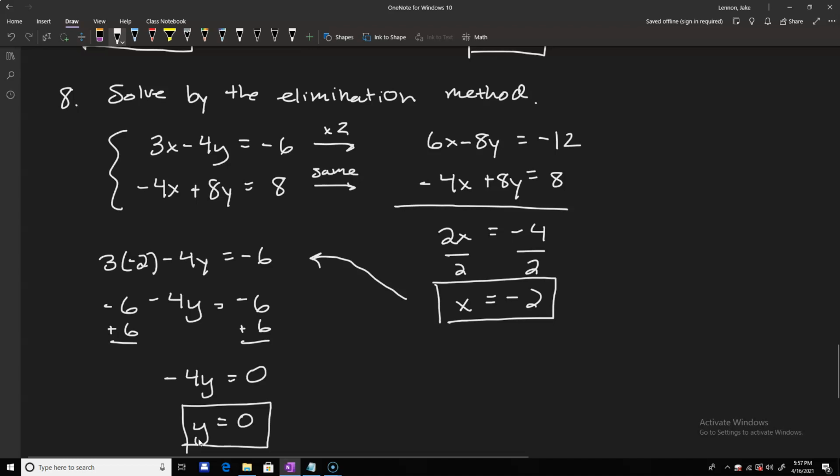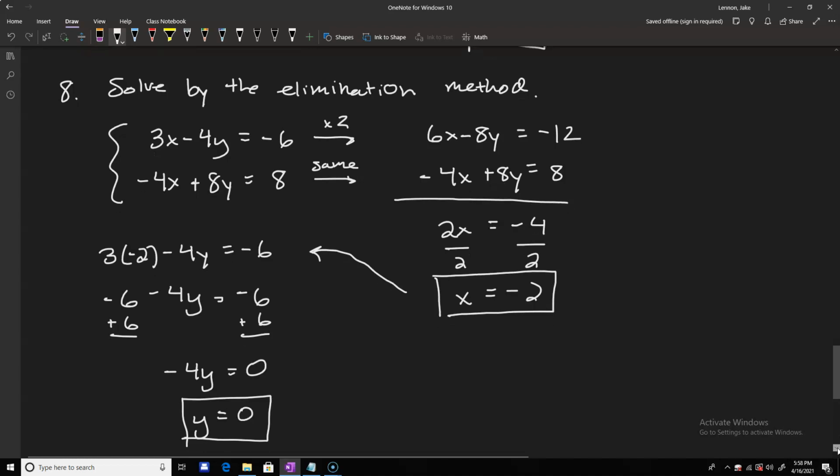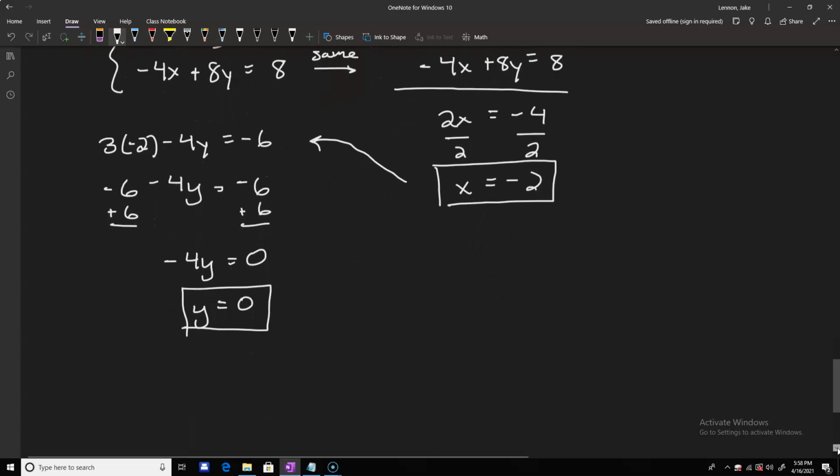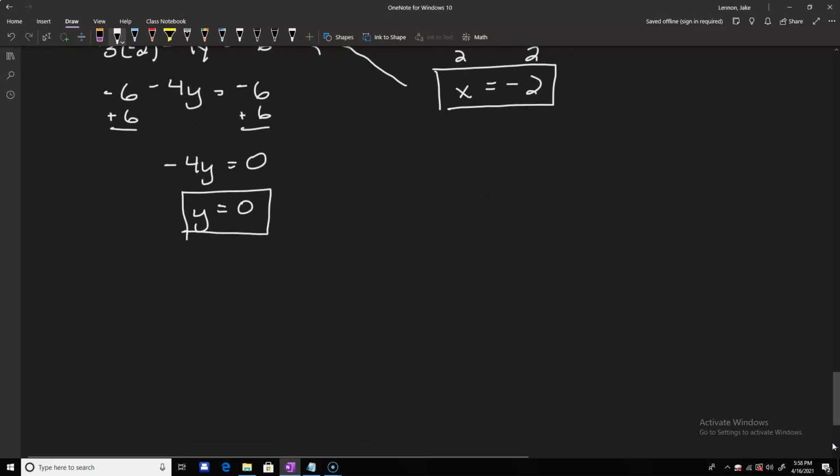Okay, so the last topic we looked at was quadratic equations. So let's go ahead and do a couple. We'll do one using the square root property, and then another one via the quadratic formula. So solve by the square root property.